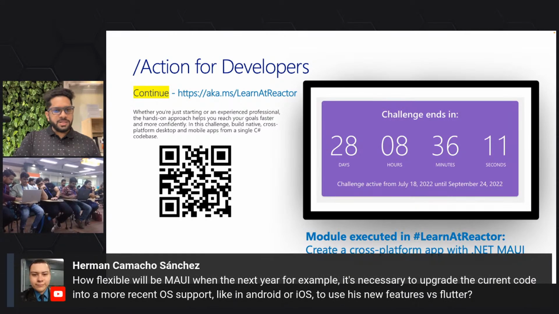Okay, how flexible will Maui be when next year it's necessary to upgrade the current code to support more recent OS versions like Android? Maui major releases are planned according to .NET, so you'll see .NET 6, .NET 7, .NET 8. Every release will have a new version. But I don't think that should stop you from supporting the most recent OSs in Android and iOS. If there are new things coming out, they may be in preview, which you can definitely try, I guess.